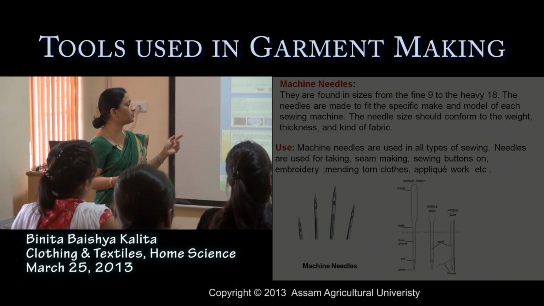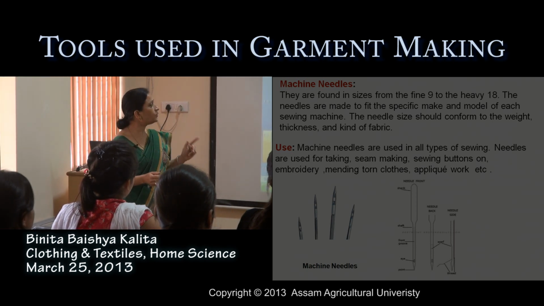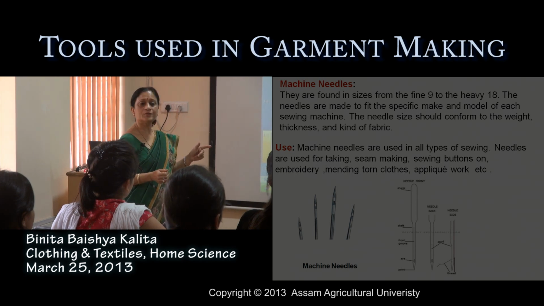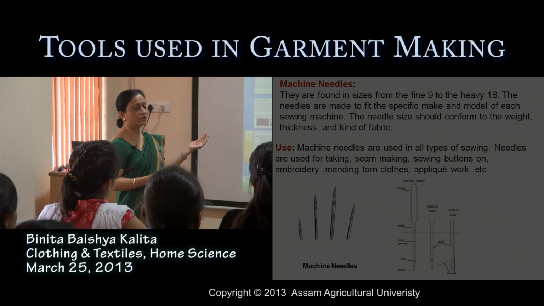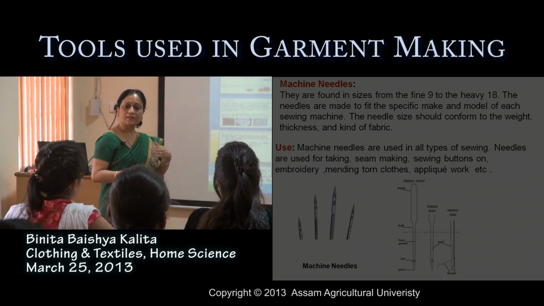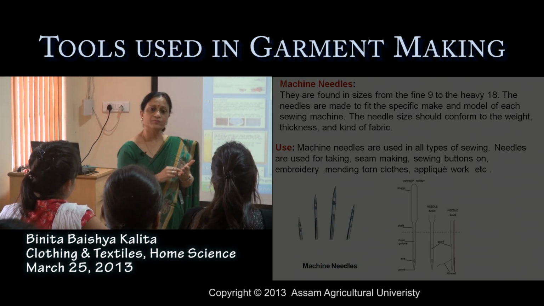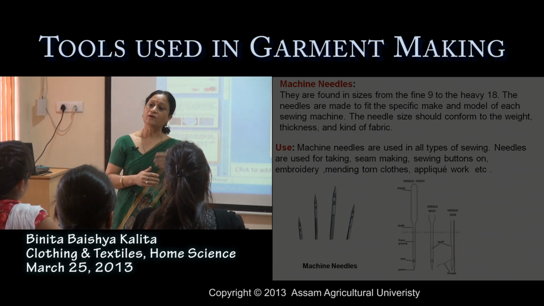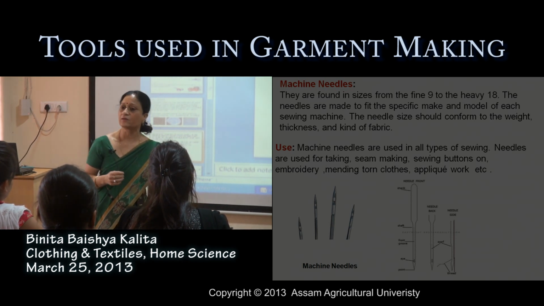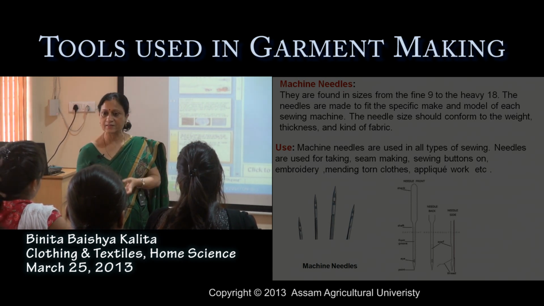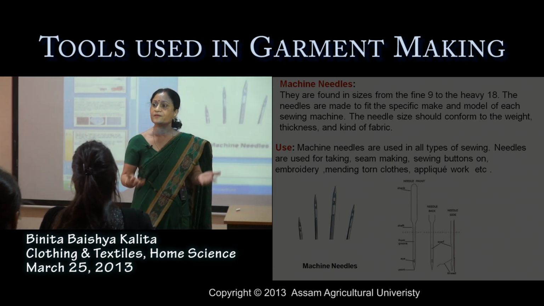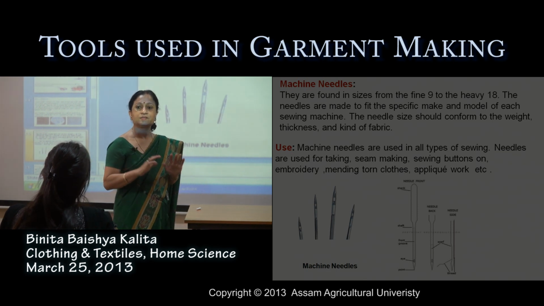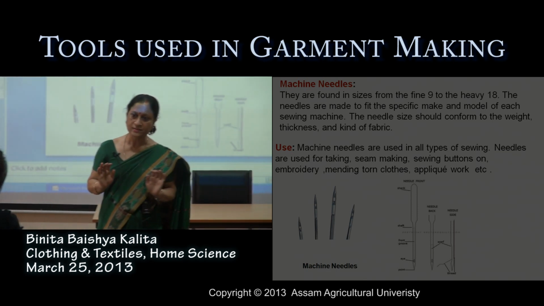And in the case of machine needle also, you have to see the types of fabric. Type of fabric means lightweight, medium weight, heavy weight, and then again whether it is silk, knitted fabric, woven fabric, or non-woven fabric. Based on that, you have to select different types of needle.